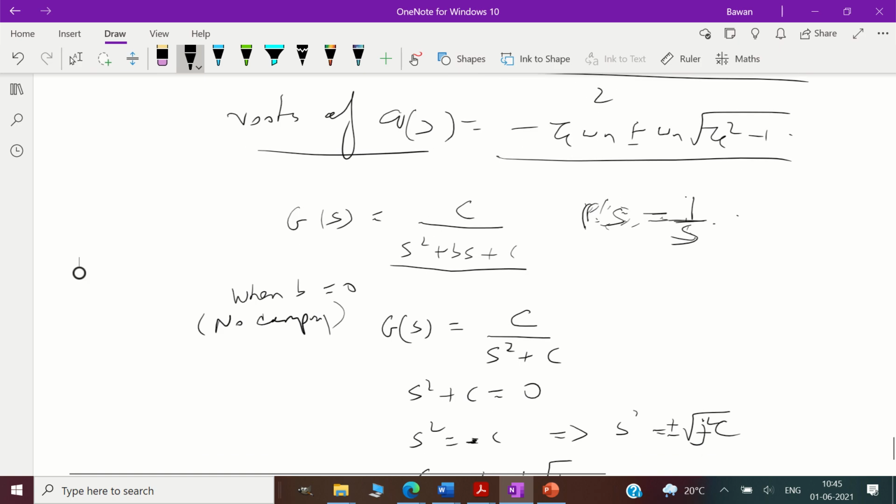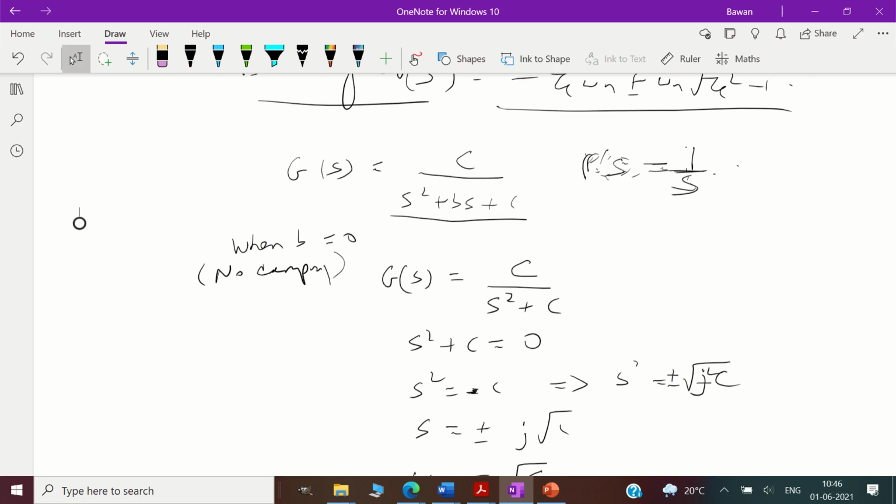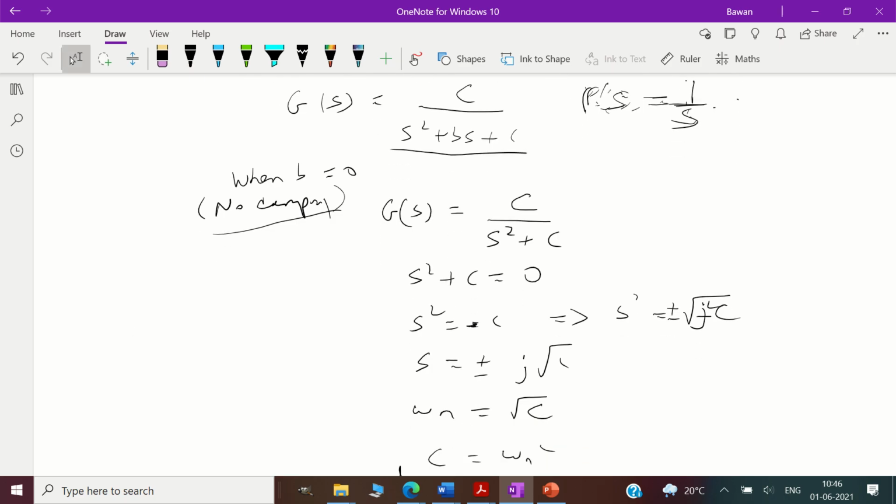Now let's take a look at one example here. Let's take another example. Basically, a transfer function is given to you, and R(s) is also given by 1 by s, so you can easily find out a few things here. When you take such a transfer function, if you put b equal to 0, by that I mean there's no damping, right? When there's no damping, the roots will be given by plus minus j root over c.